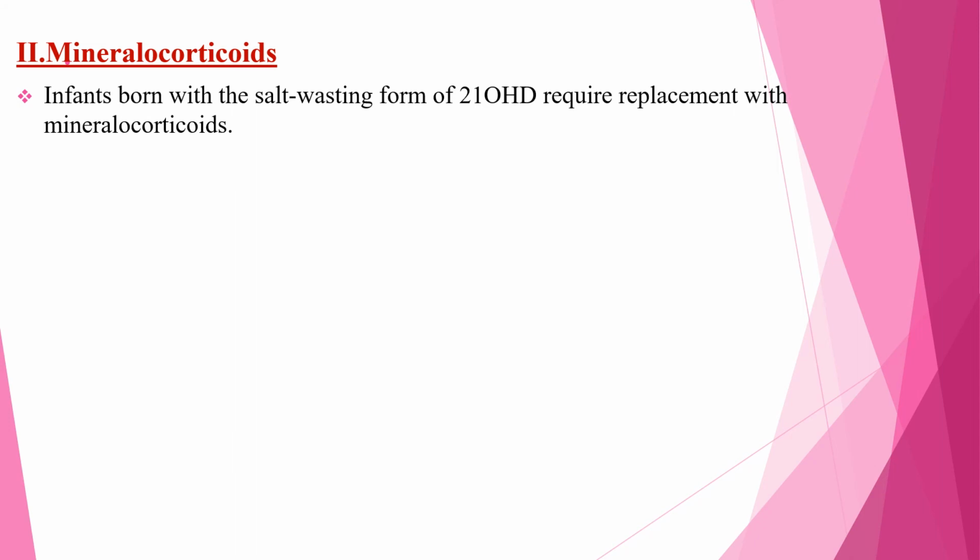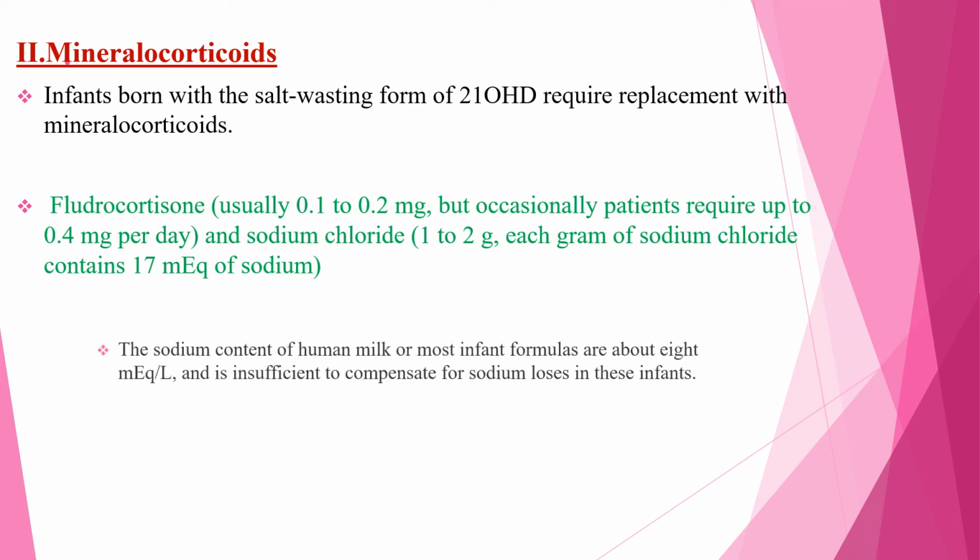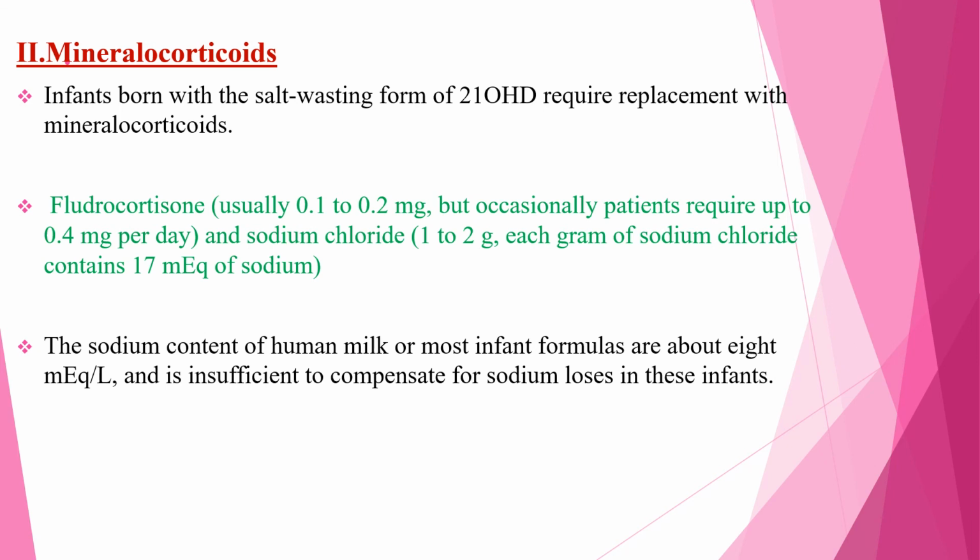The other thing that should be given is mineralocorticoids. Infants born with the salt-wasting form of 21-hydroxylase deficiency require replacement with mineralocorticoids. Fludrocortisone, usually 0.1 to 0.2 mg, but occasionally patients require up to 0.5 mg per day, and sodium chloride should be given. The sodium content of human milk or most infant formulas is about 8 milliequivalent per liter, and it is insufficient to compensate for sodium losses in these infants.